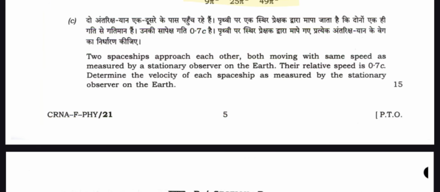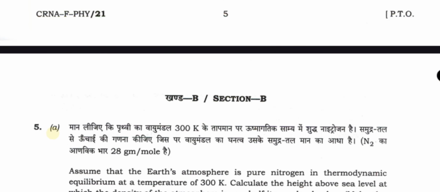In question number C, two spaceships approach each other, both moving with the same speed as measured by a stationary observer on the Earth. Their relative speed is 0.7 c. Determine the velocity of each spaceship as measured by the stationary observer on the Earth. And section B is here.